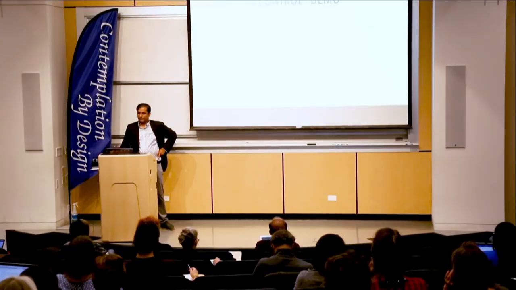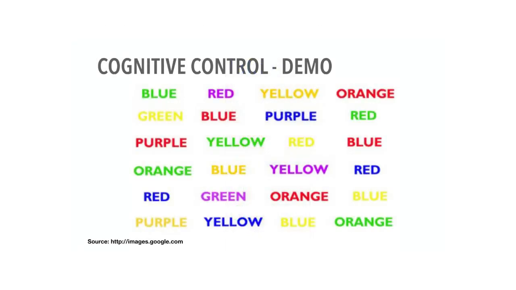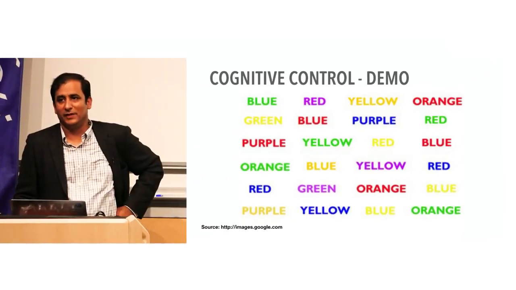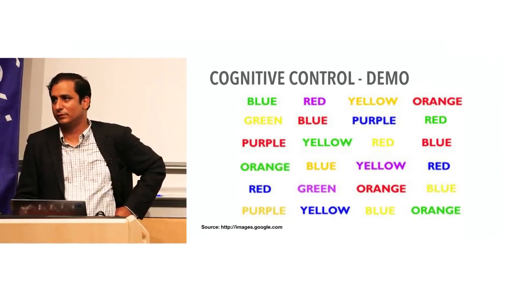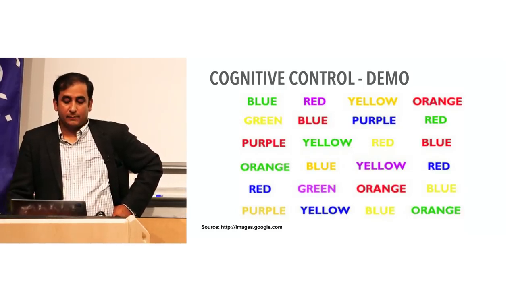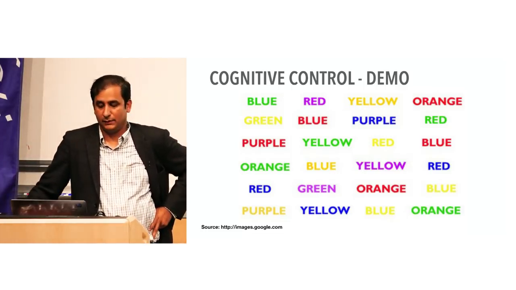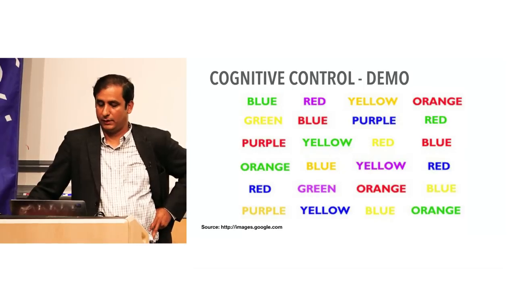Okay, so a quick demo of cognitive control. Might as well collect some data here. If you quickly read these words, it's very easy. Blue, brown, white, red, orange, purple, pink, green, black, gray. Not too difficult. Now I tell you to read the word but not the color. Hopefully you'll slow down and make more errors. It's a very common cognitive control demo called the Stroop task. And now instead of asking you to read the word, I ask you to name the color itself. So green, and then purple, and then yellow, and then red, and so on and so forth.